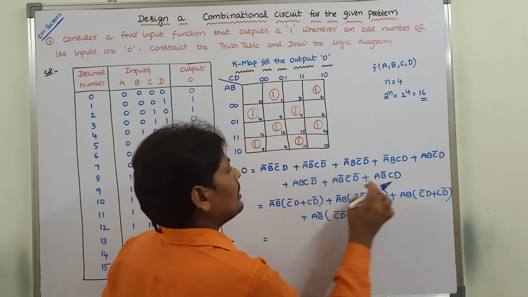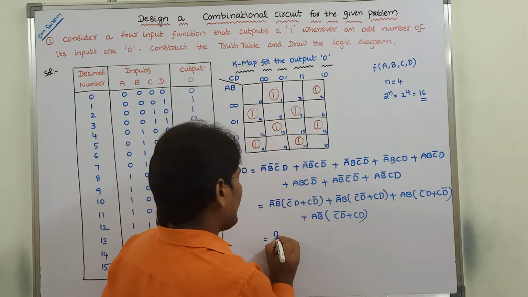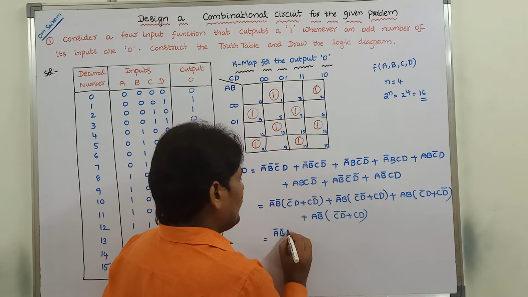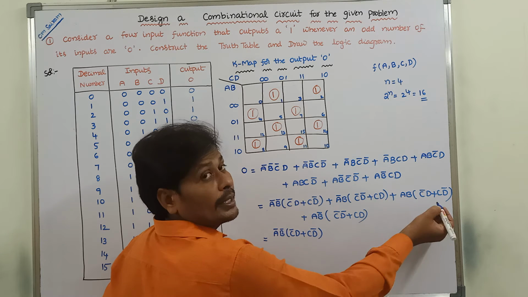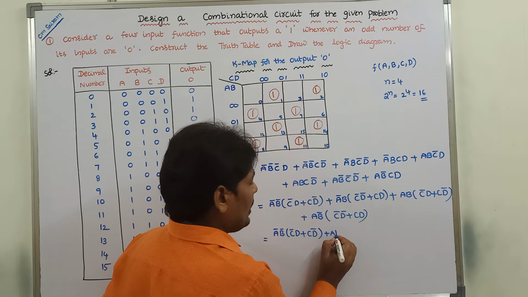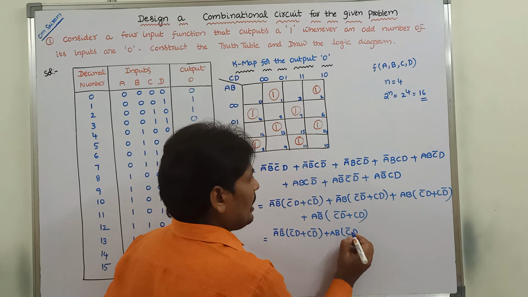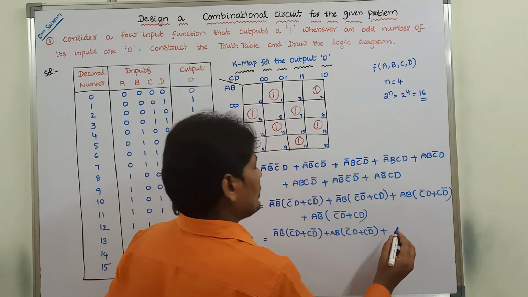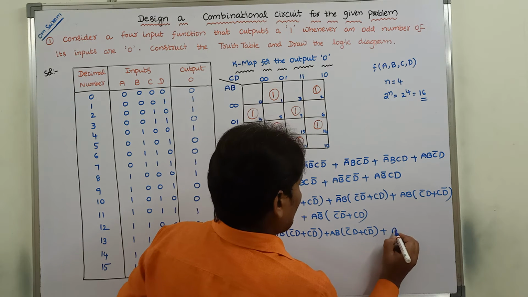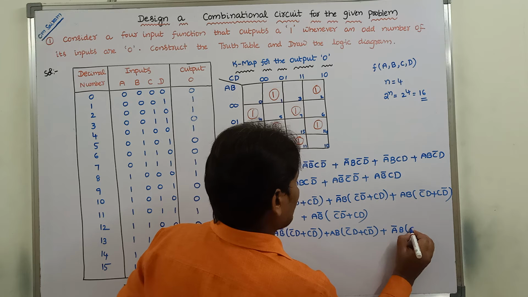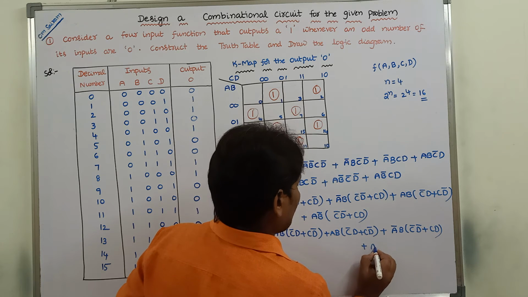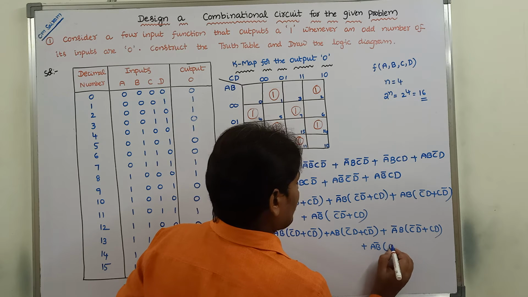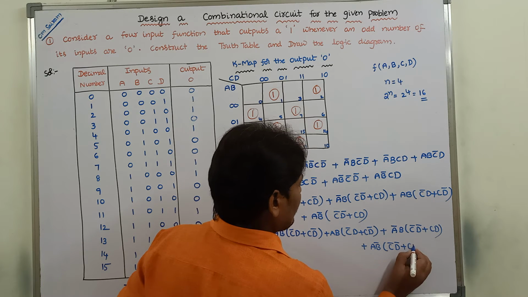I am taking this one from these two terms. I am writing these two terms adjacently, C bar D plus CD bar. This term, that is AB into C bar D plus CD bar, plus the remaining terms here A bar B, here C bar D bar plus CD, plus AB bar, here C bar D bar plus CD.